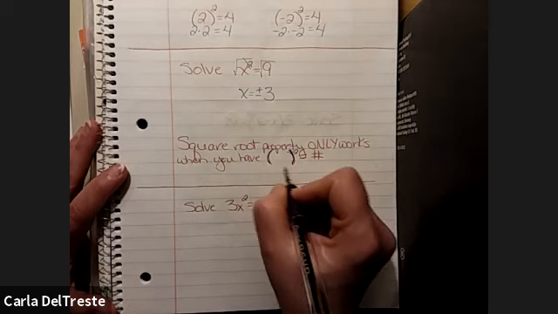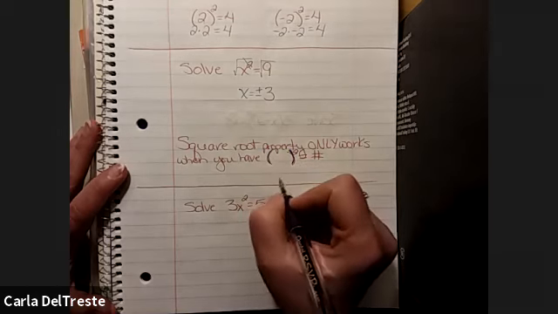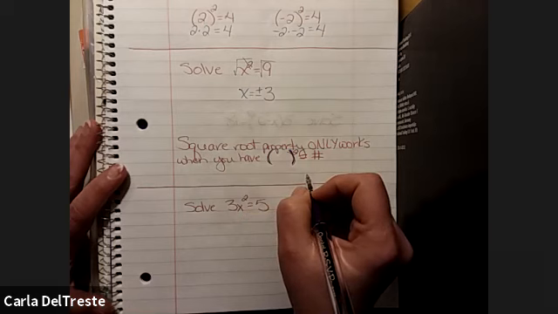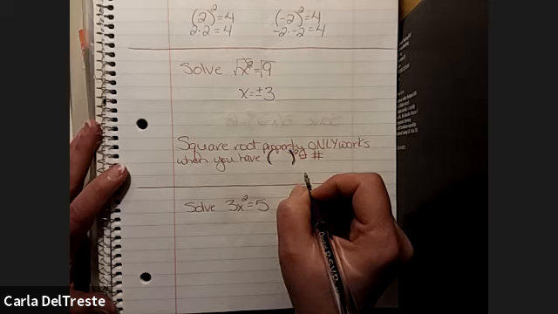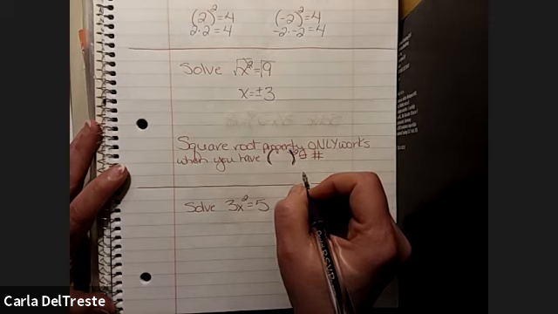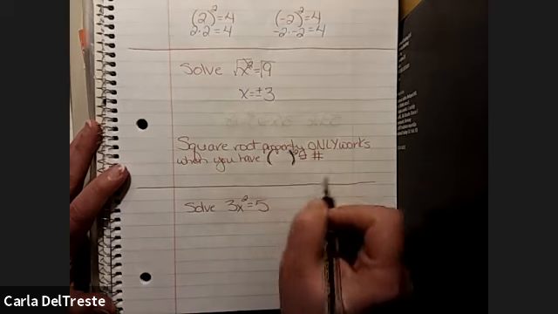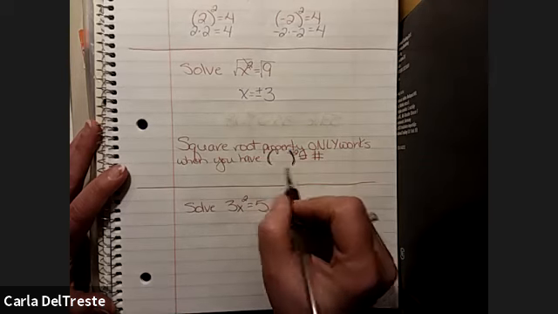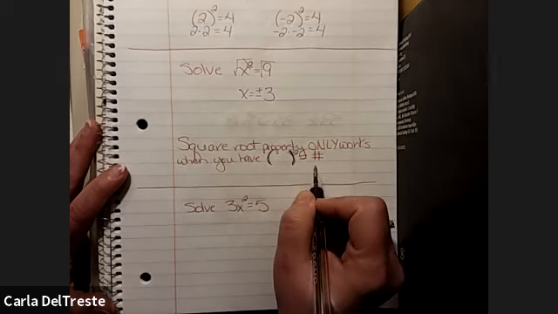If you can't get it to look like that, then the square root property is not the technique that you're going to use. You would have to use one of the other techniques, either factoring or our next video, the quadratic formula. So the square root property is very limited, and it only works for these special situations. It's got to be able to get broken down to look like this.